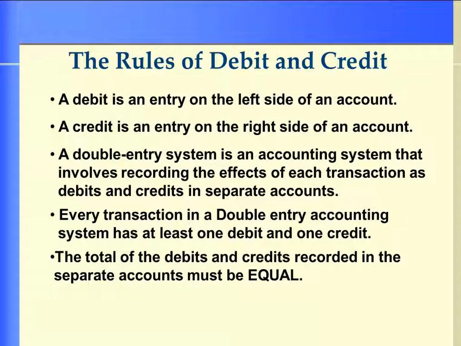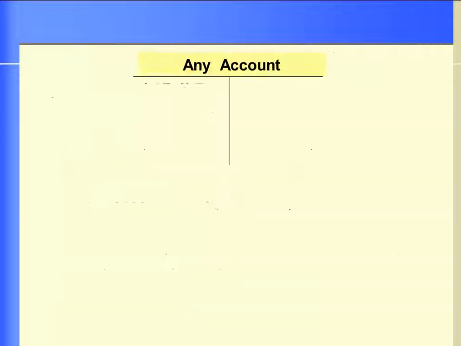Let's read that again. Every transaction in a double entry accounting system has at least one debit and one credit. No exceptions. There can be more than one debit and or more than one credit, but there has to be at least one. Total of all the debits and all the credits in each journal entry will always be equal. No exceptions to that rule. Again, whether you're taking accounting 1 or accounting 10, there's no deviation from that.